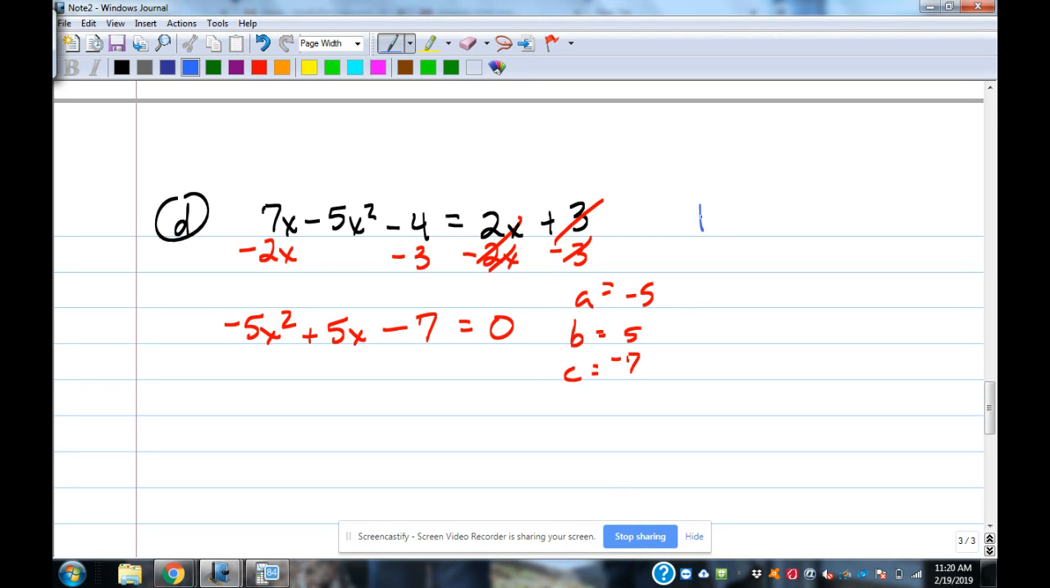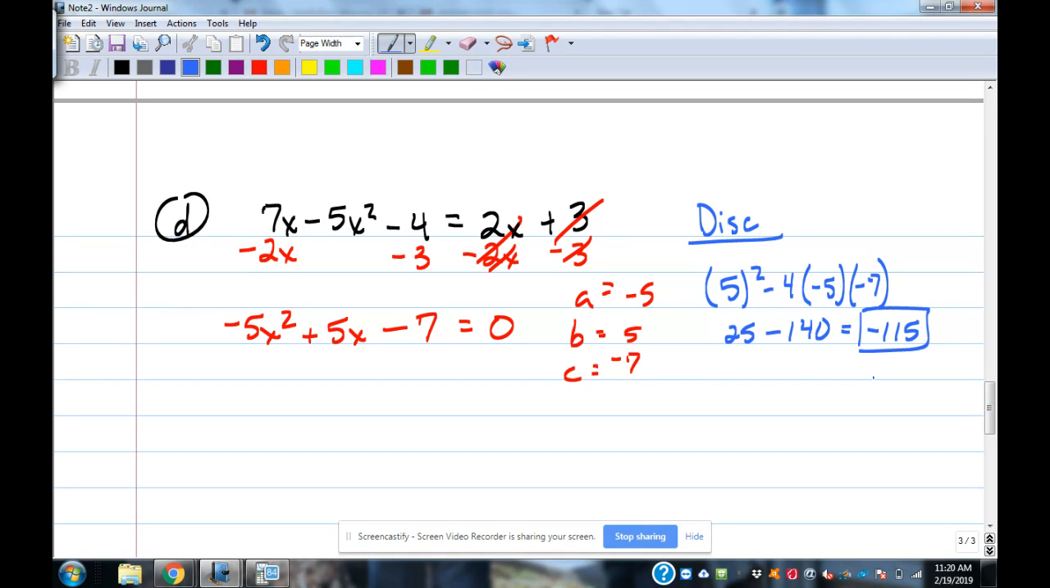And again, we're going to find that discriminant first and work that out. So 5 squared minus 4 times negative 5 times negative 7. 25. Negative 4 times negative 5 is positive 20. Positive 20 times negative 7 would be negative 140. That'd be negative 115. That's what I'm getting for the discriminant. And that tells us what? Two complex.